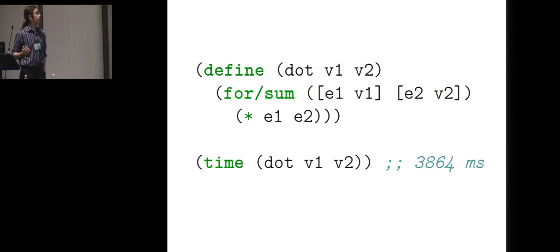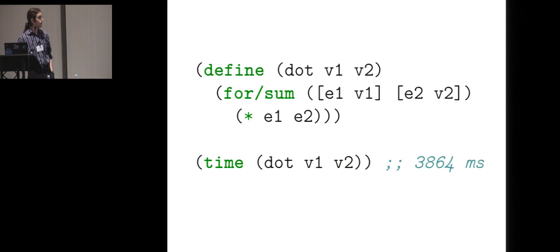So, let's start off with an example. Here's a nice idiomatic definition of the dot product function in Racket. It's the kind of code we would really like to write in Racket. Unfortunately, it's not really the code we want to run. This example ends up running pretty slowly.